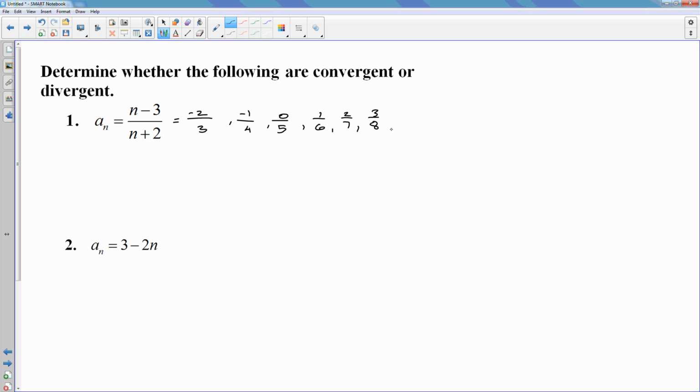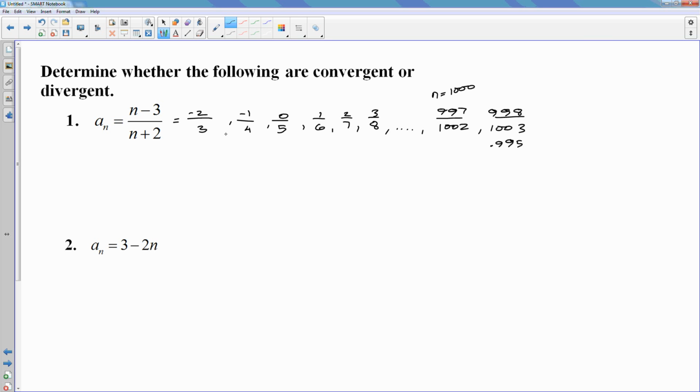And early on in your sequence, it may be hard to tell what's going on. So we really don't need to know what's happening in the first 5 or 6 terms. We need to know what's happening way out here when n is something big, like 1,000. If I plug in 1,000, 1,000 minus 3 is 997, and 1,000 plus 2 is 1,002. If I plug in 1,001, you get 998 over 1,003. And if you plug those fractions in, 998 divided by 1,003, you will get 0.995.